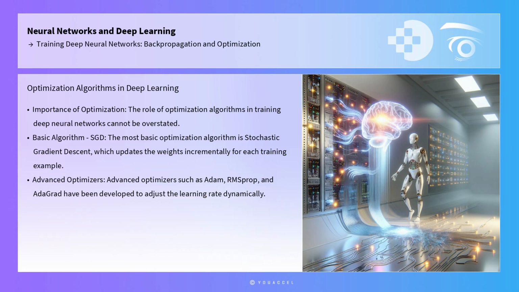To address this, advanced optimizers such as Adam, RMSprop, and Adagrad have been developed. These optimizers adjust the learning rate dynamically based on the training data, the number of epochs, and the performance of the model on the validation set.